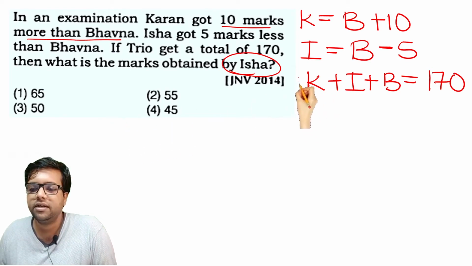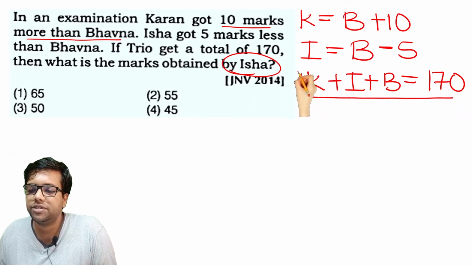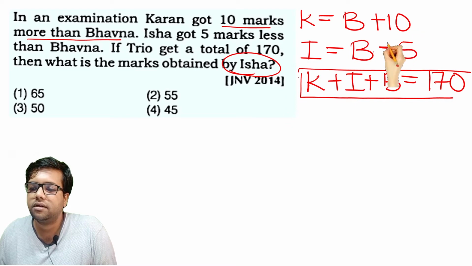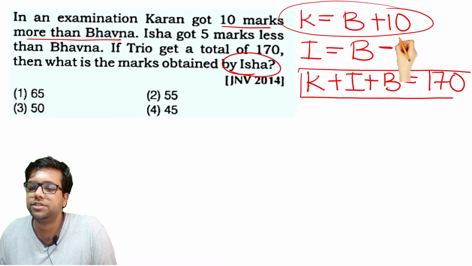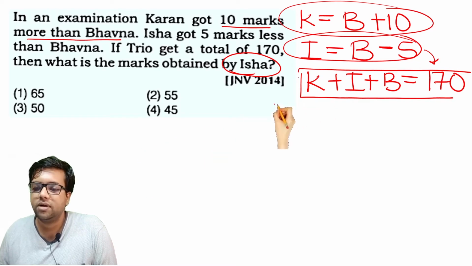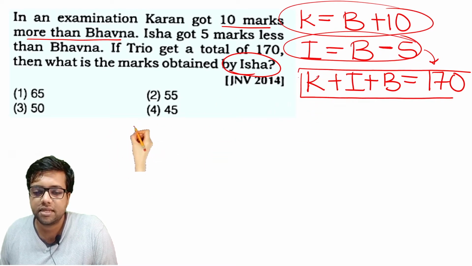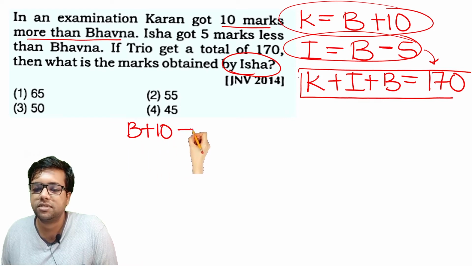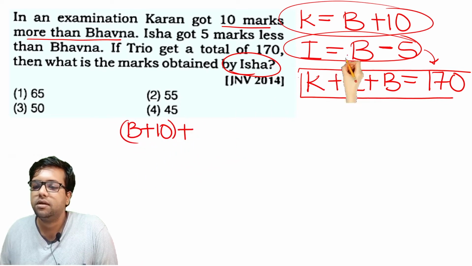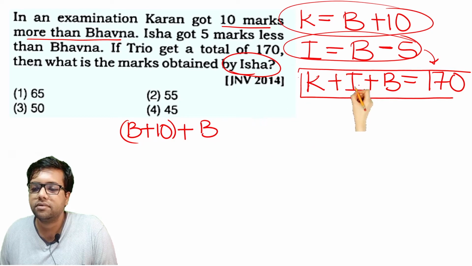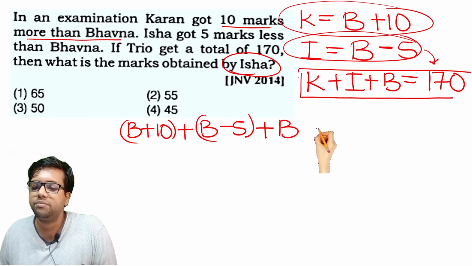In order to find this, use this particular information and apply the above two pieces of information in the third equation. Okay, so let us write k in terms of b plus 10. So b plus 10, that is Bhavana's marks plus 10 marks, plus b minus 5. Next, I can be written as b minus 5, plus we don't know Bhavana's marks, we will write b as it is. That will sum up to 170.